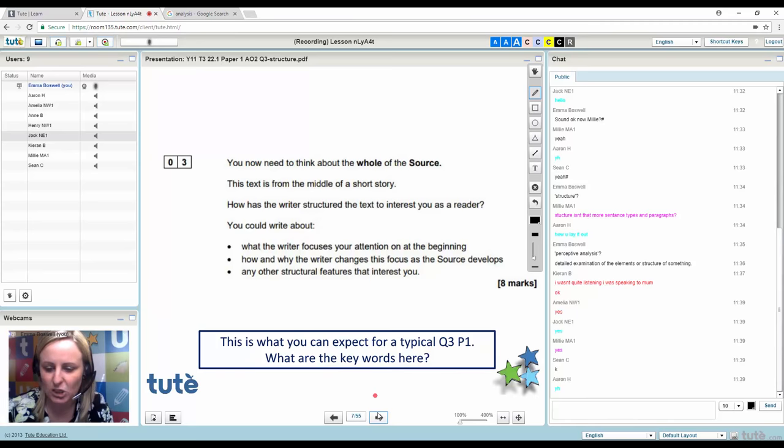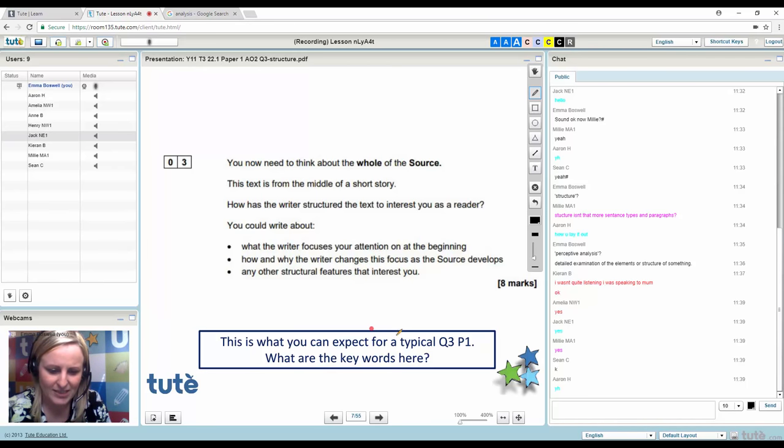Okay, right then, let's look at a typical question 3 in paper 1 then. So question 3 says, you now need to think about the whole of the source. This text is from the middle of a short story. How has the writer structured the text to interest you as a reader? You could write about what the writer focuses your attention on at the beginning, how and why the writer changes focus as the source develops, any other structural features that interest you.